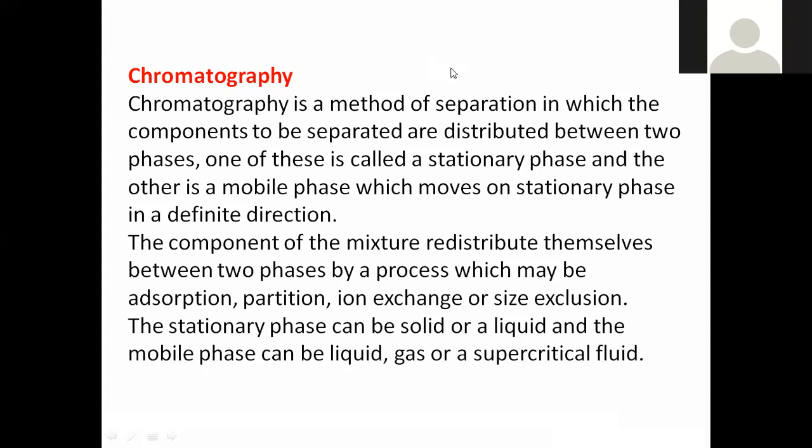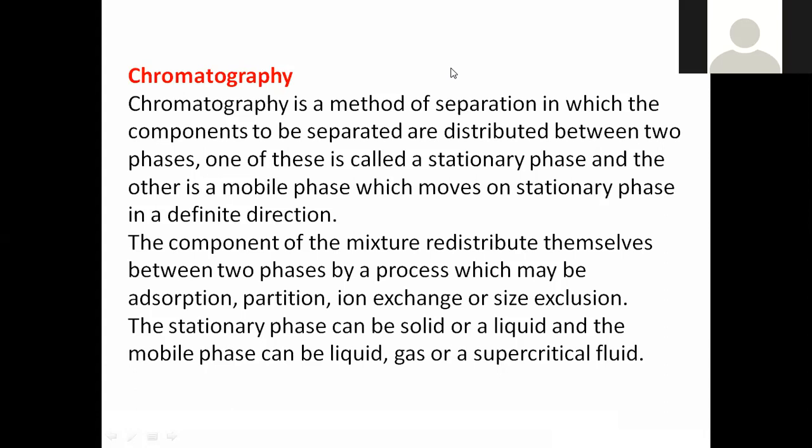So different compounds have a different adsorption capacity, or a different partition coefficient, and some compounds have different ions, so they undergo ion exchange and are separated. Or on the basis of size exclusion, the size of the compounds, they are separated on the basis of size or mass of the compounds, or charge by mass ratio.